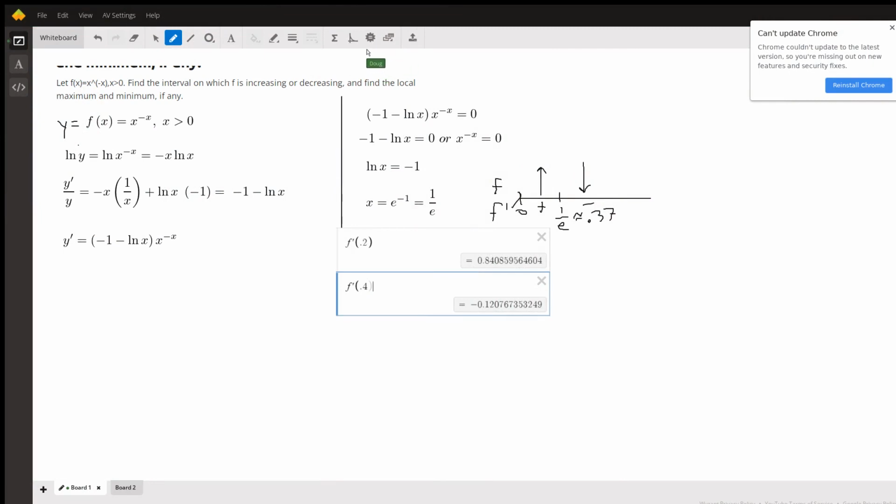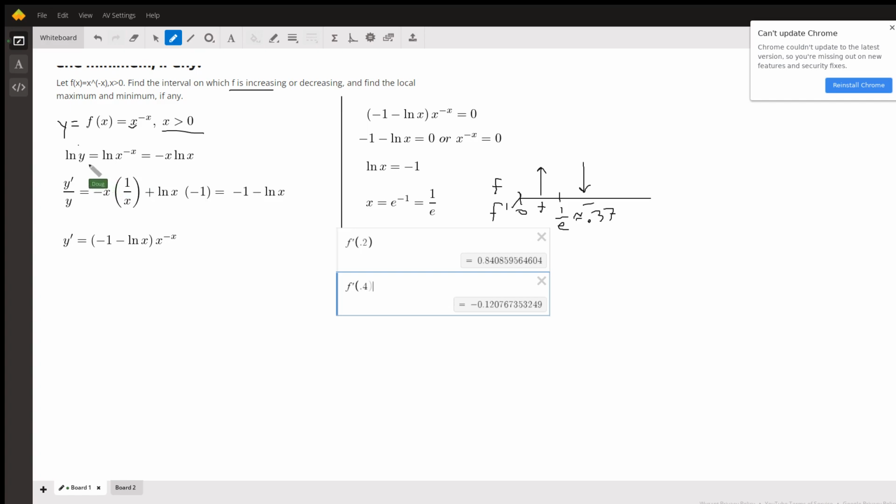Okay, to find out when this function, x to the minus x, is increasing and or decreasing, we're going to have to find the first derivative and apply the first derivative test, which will also lead us to finding possible local maximums and minimums. So here I said y equals x to the minus x. X has to be greater than 0 because we don't want this base to be negative.